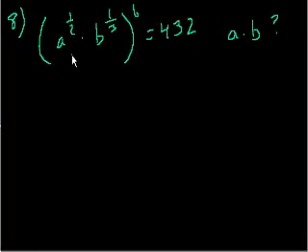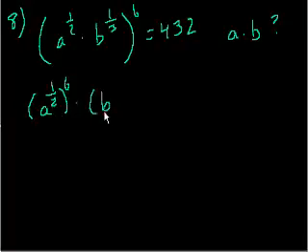Well, let's see. Here I just try to use exponent rules and play around with this as best as I can. If I raise a product of two numbers that have exponents to an exponent, that's like raising each of these to the exponent. So this is the same thing as a to the 1/2 to the 6th times b to the 1/3 to the 6th. And when you raise something with an exponent to another exponent, you just multiply the exponents.